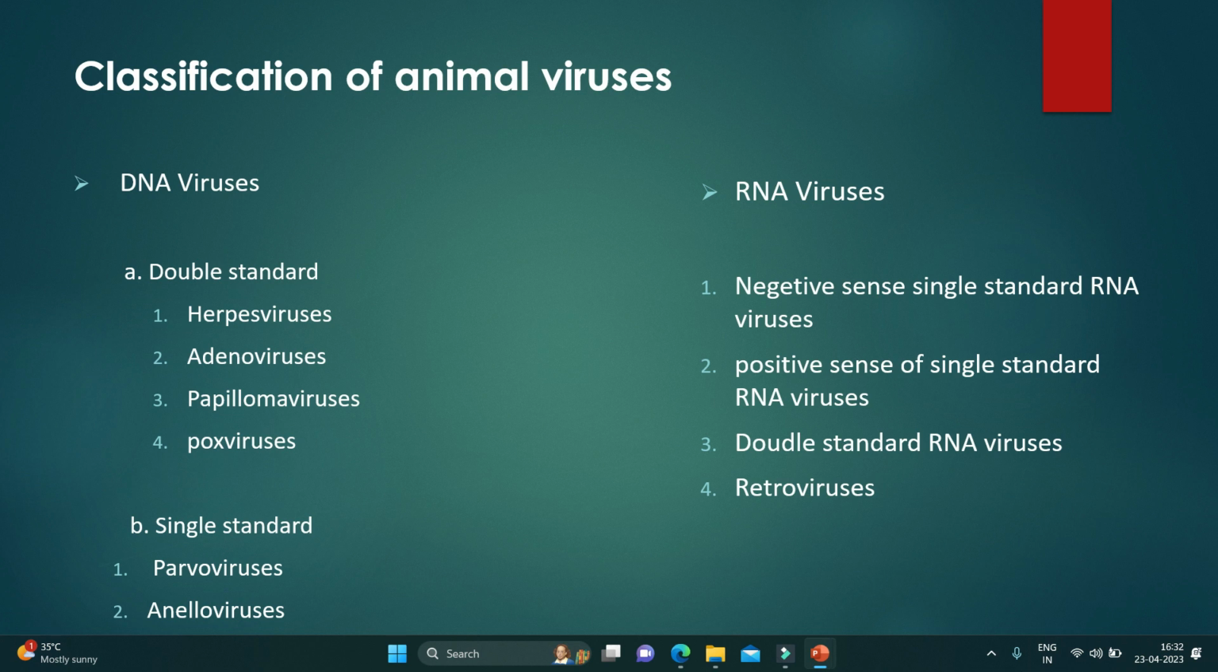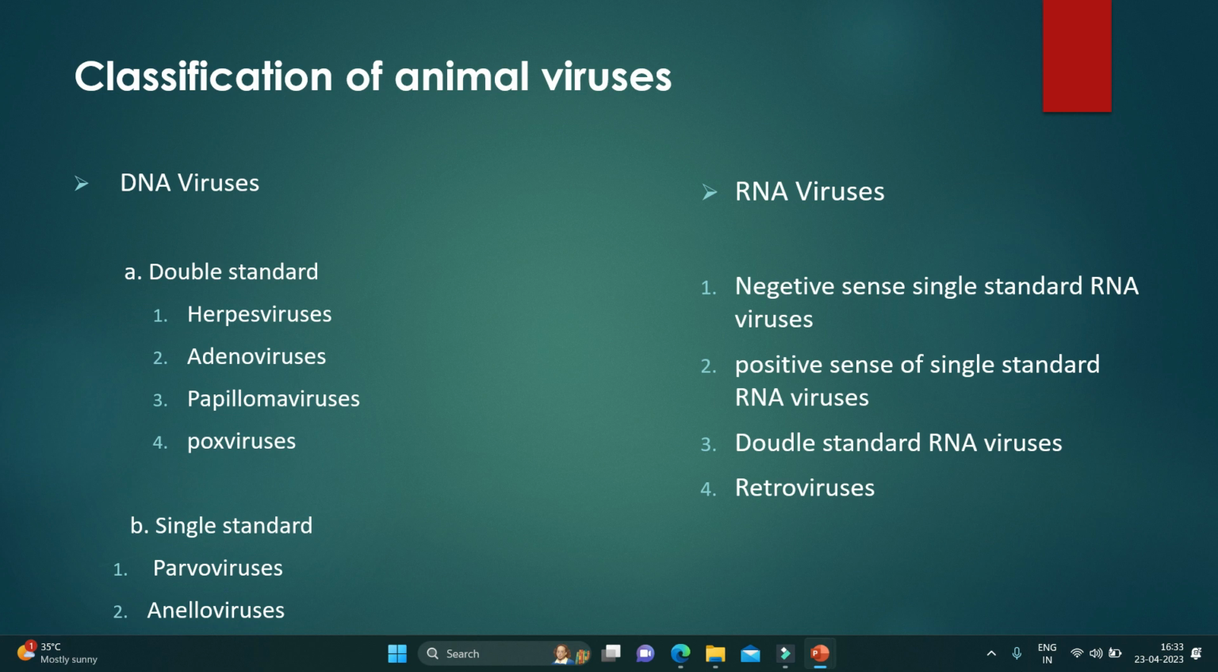Second one is adenoviruses. These are double-stranded DNA viruses that commonly cause respiratory infections, conjunctivitis, and gastrointestinal illness. Third one is papilloma viruses. These are viruses that infect epithelial cells and can cause warts as well as cancers of the cervix, anus, and throat. Fourth one is pox viruses. These are the viruses that cause diseases such as smallpox, monkeypox, and cowpox.